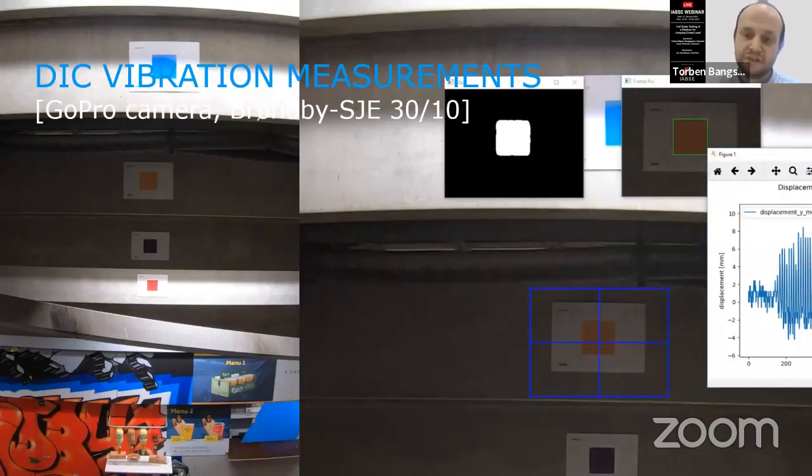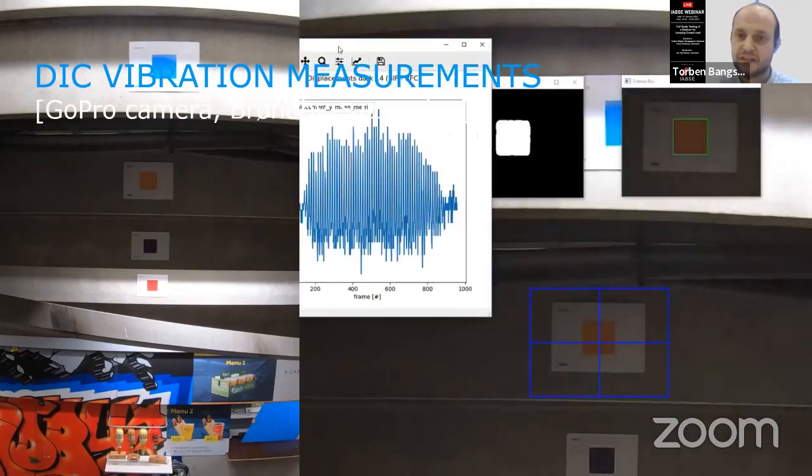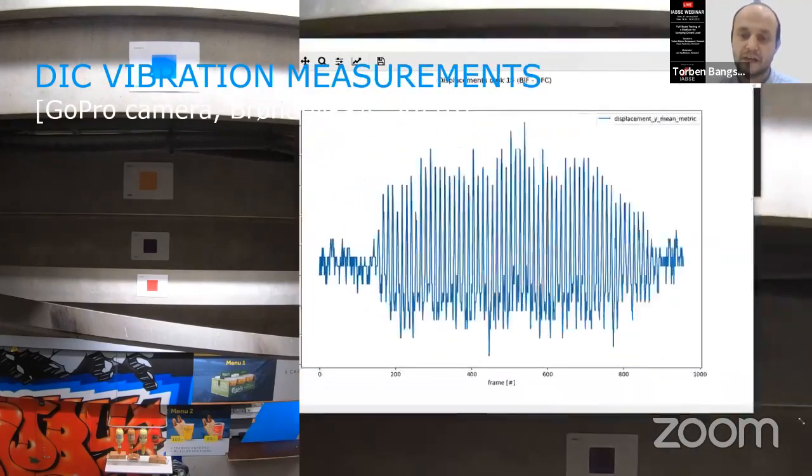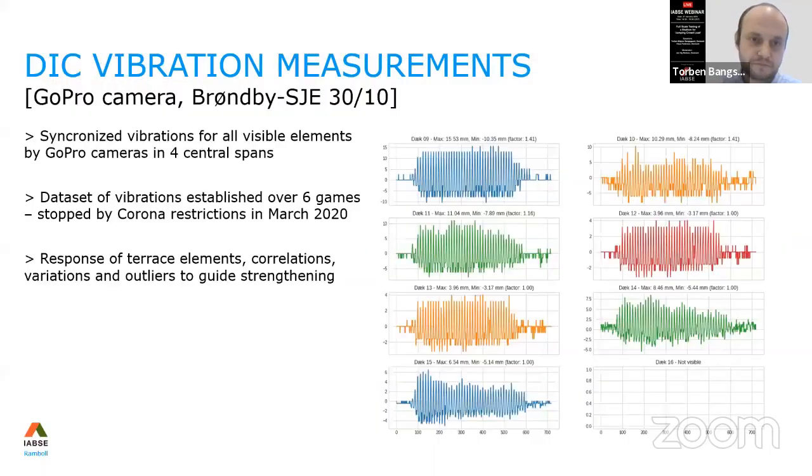So that was definitely an efficient way to capture the data, and we got quite good quality out of that, and a good understanding of the structure. It meant that we were able to see the variation of the response between the different elements and the synchronization of those, if there were differences in magnitude or in phase of the responses, and we were able to capture data extremely efficiently. Unfortunately, Corona came in March 2020, and at that time we had only monitored six games, but it still gave us a lot of information to build upon.